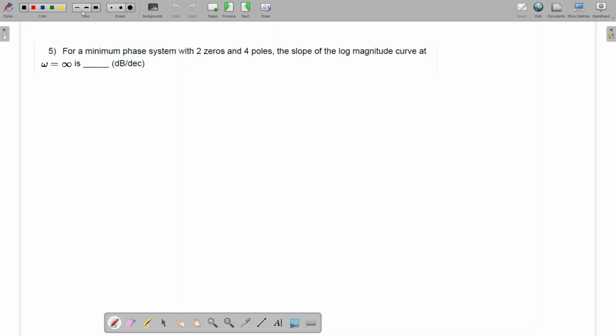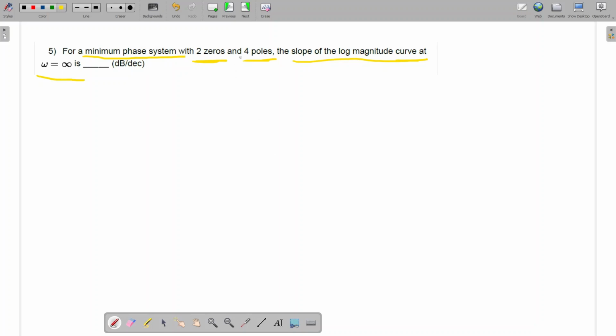Some data is given for a minimum phase system. Minimum phase means poles and zeros are not in the right-hand side. 2 zeros and 4 poles. The slope of the log magnitude curve at omega equal to infinity. It's an easy question. Can anyone tell the answer? The number of poles is 4 and the number of zeros is 2. So what will be the slope at infinity? See, any pole, how much will it contribute to the slope? 20 decibels per decade.